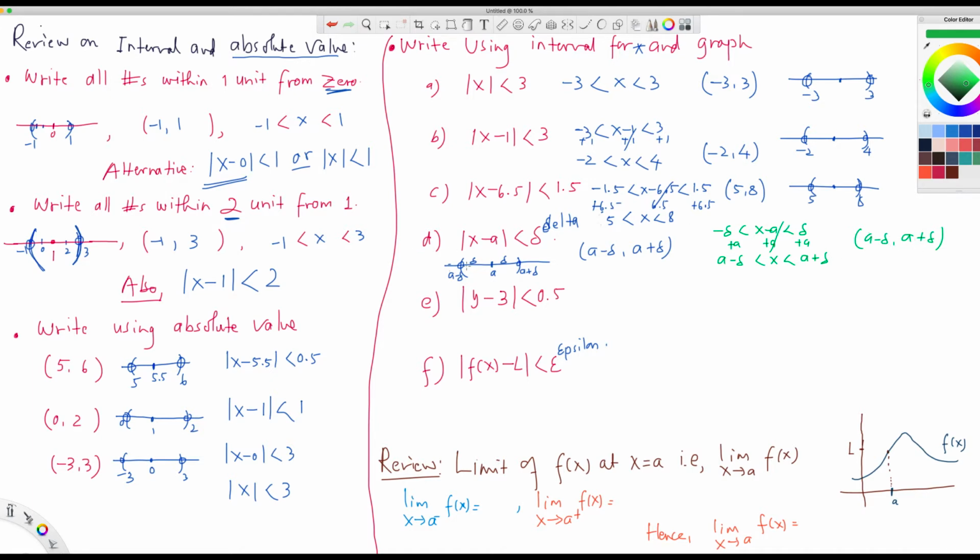And then I draw that already because it is within delta distance from a. If you want to draw the graph, there is a, and then a minus delta will be here and a plus delta will be here, right? That is the interval notation.